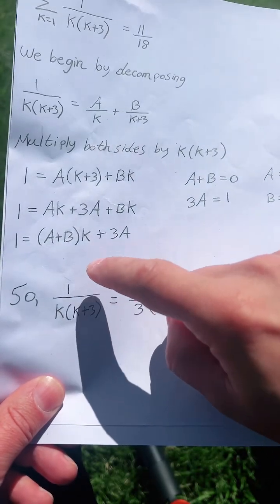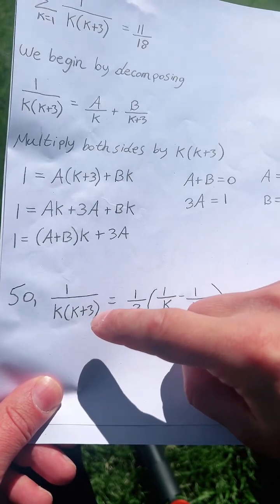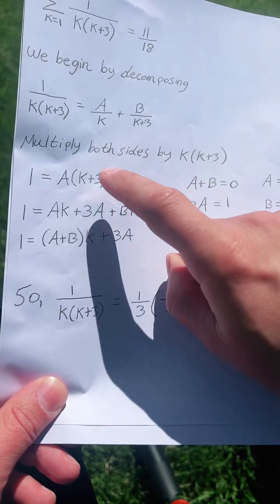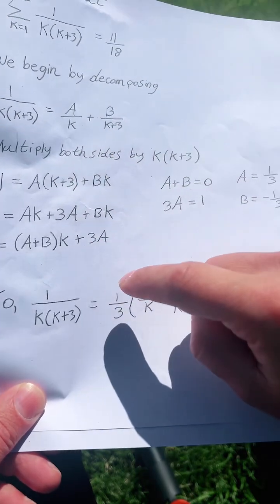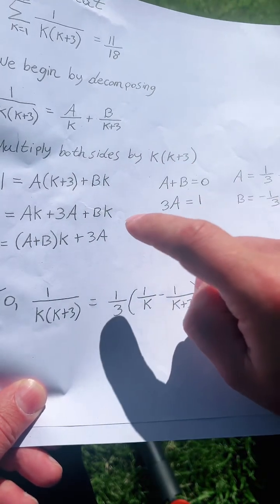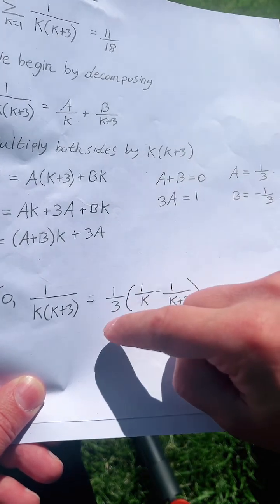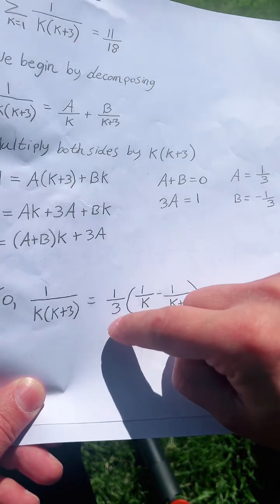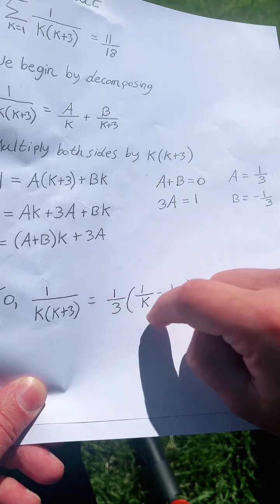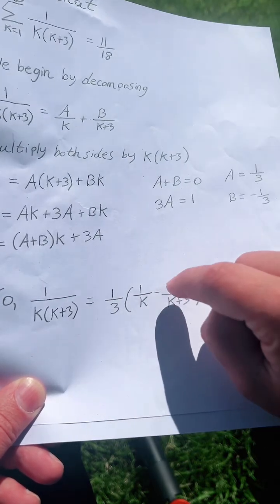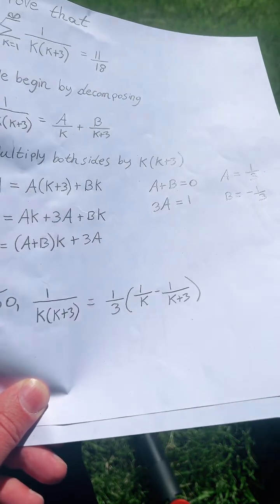So we would have 1 over k times k plus 3 equal to a over k plus b over k plus 3. So a is, again, 1/3 over k plus a negative 1/3 over k plus 3. We can just go ahead and factor out a 1/3, and that's going to give us 1/3 times the quantity 1 over k minus 1 over k plus 3.